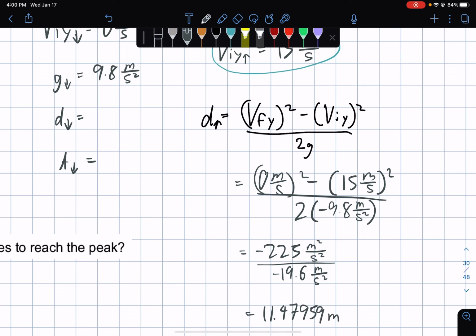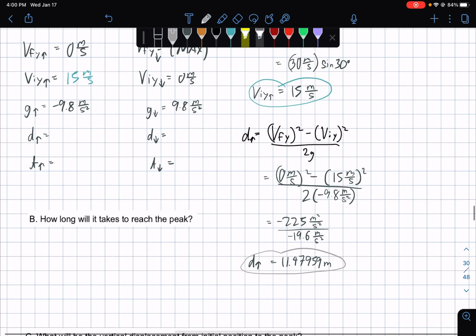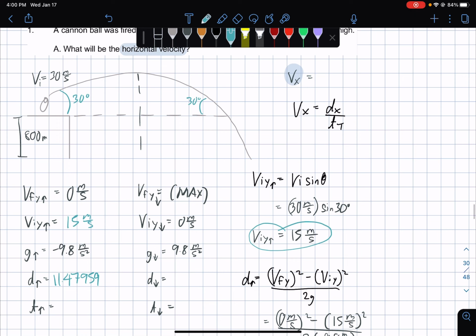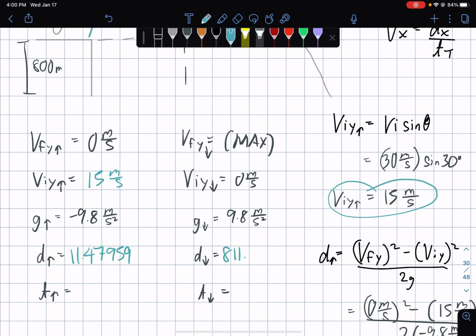It's distance, so the unit is going to be meters. So that is the distance going up. So let's just write it: 11.47959. And then the distance going down is simple. So we know that this is 11.4 something, and the distance here is 800 meters. You just find the sum of the two values, which is easily 811.47959. Don't forget the unit.